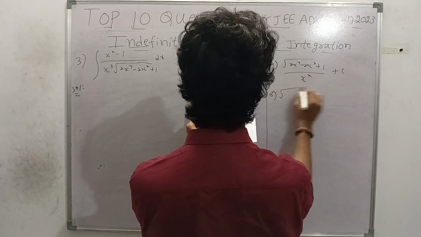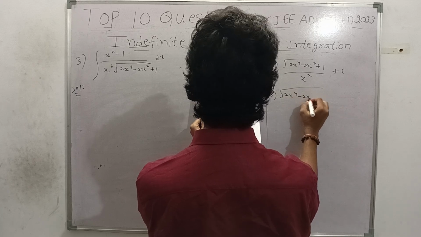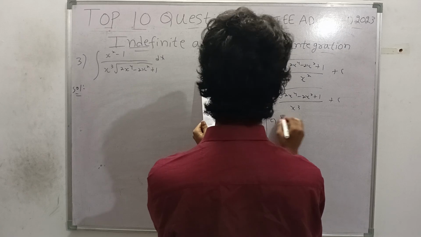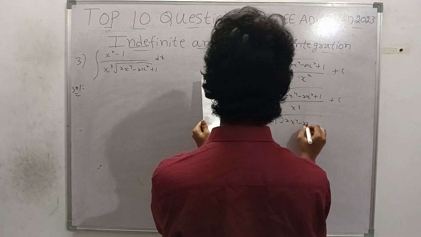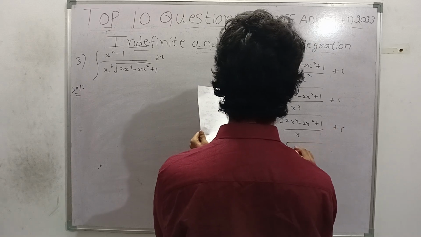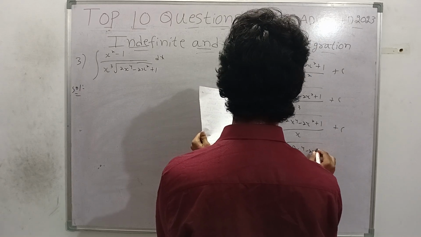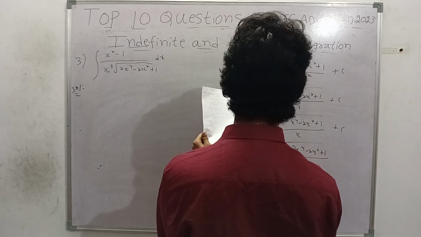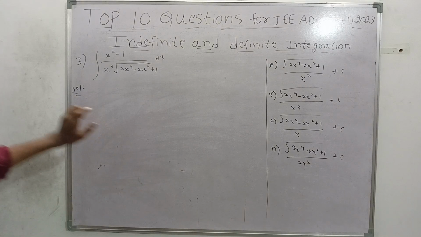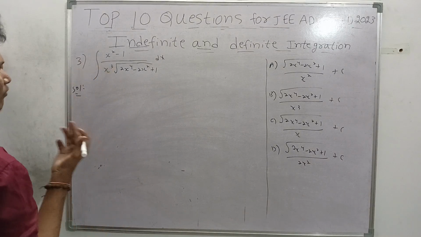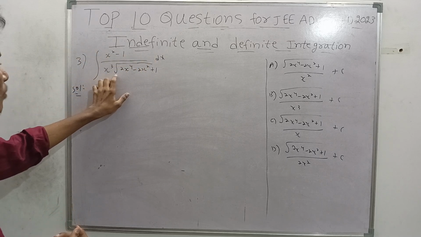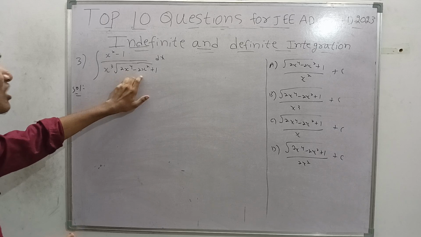Option B, root of 2x power 4 minus 2x square plus 1 divided by x cube plus c. Option C, root of 2x power 4 minus 2x square plus 1 divided by x plus c. And option D, root of 2x power 4 minus 2x square plus 1 divided by 2x square plus c. Now let's do this question. Let's see what is given: integration of x square minus 1 dx divided by x cube into root of 2x power 4 minus 2x square plus 1.